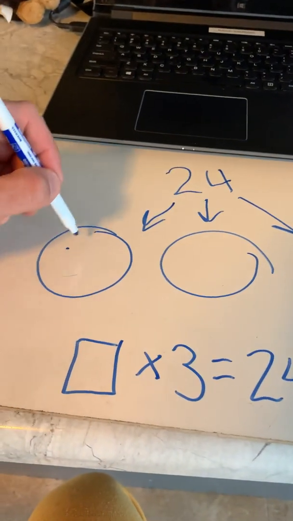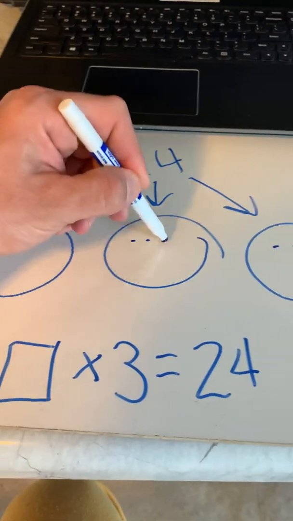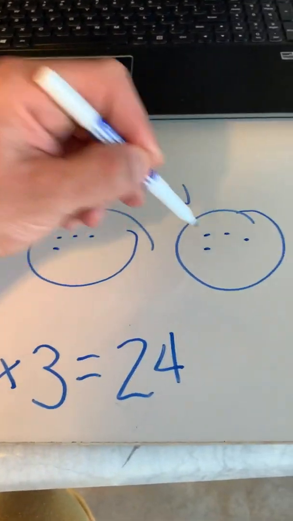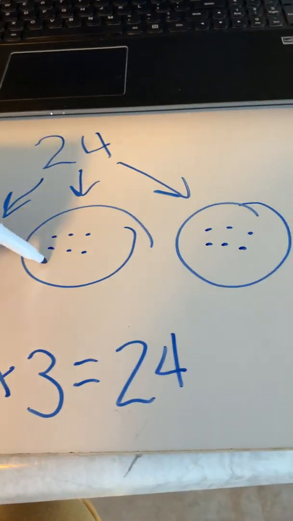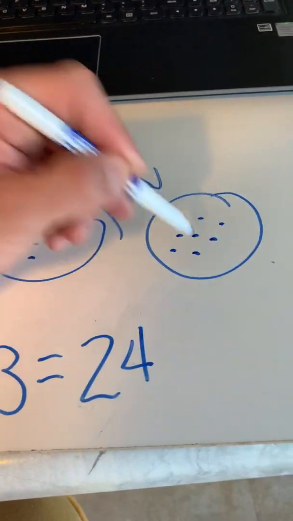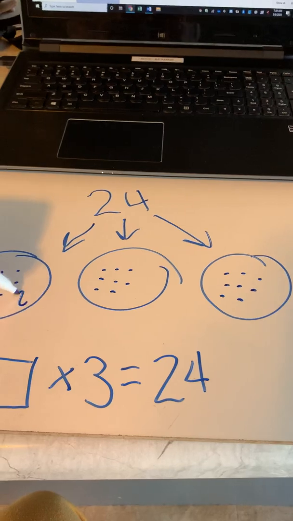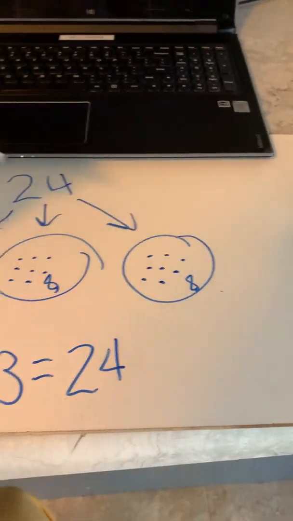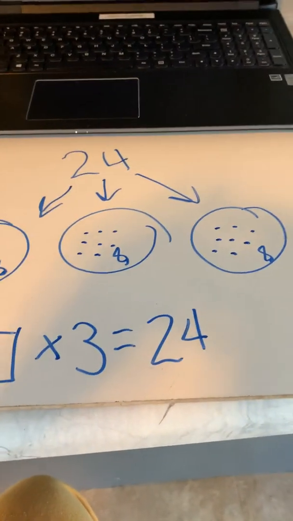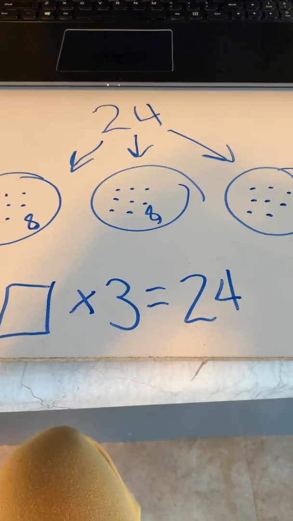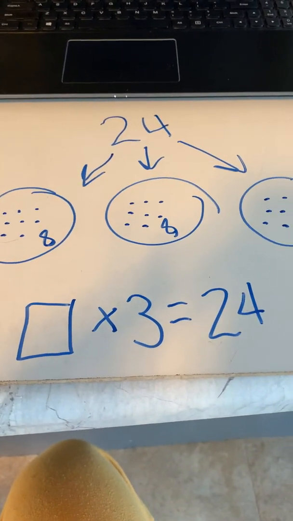We could just start passing them out using dots. 1, 2, 3, 4, 5, 6, 7, 8, up to 24. A lot of kids like to divide this way. And you can see each one has 8. You can divide by passing things out, like when you bring cupcakes for your birthday, you might divide them up by just passing them out. That'd be a good example there.